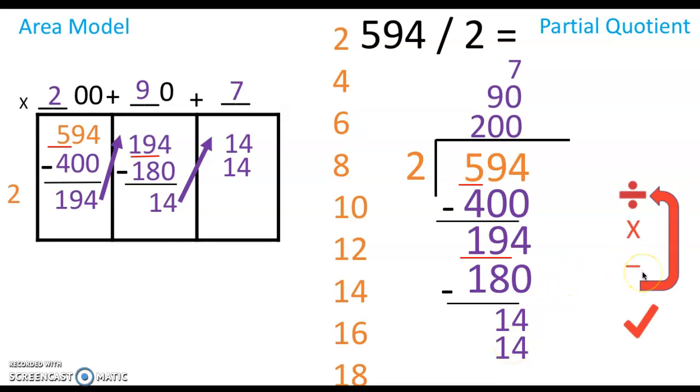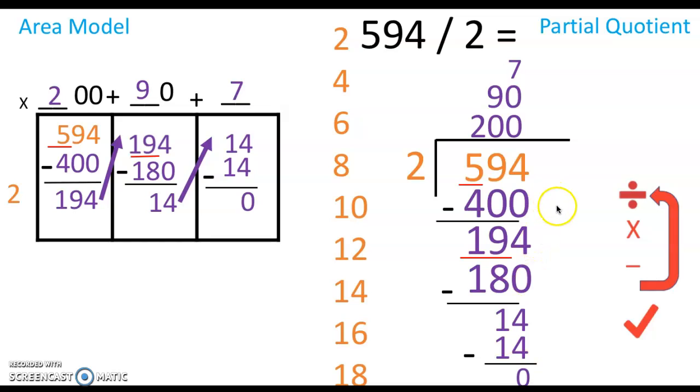Then we'll subtract. 14 minus 14 is 0. Then we would repeat. Do we have any place values to repeat with? Nope, so that means we go down to check. Is 0 smaller than 2? It sure is. And since we have 0 left over, do we even need to write that remainder?